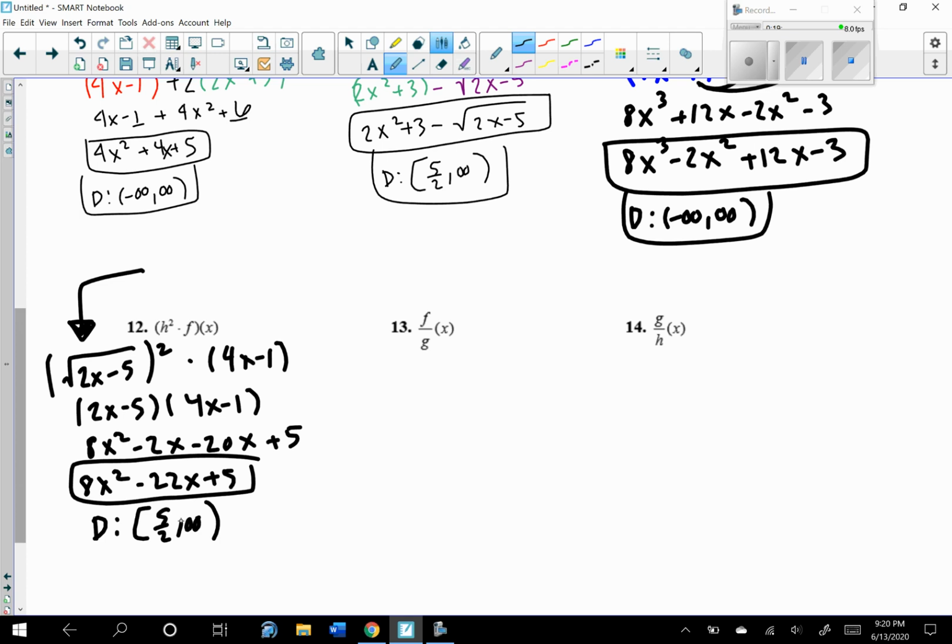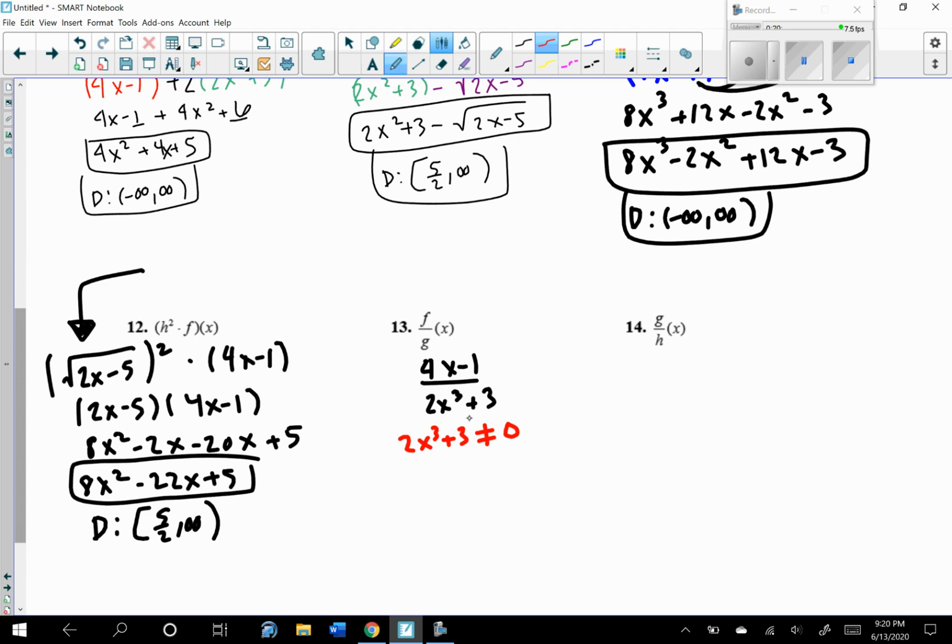So the next one, we have the two functions being divided, f divided by g of x. So 4x minus 1 over 2x cubed plus 3. We have the issue with the variable in the denominator. Remember, when that happens, we take what's in our denominator, 2x cubed plus 3, and set it not equal to 0.